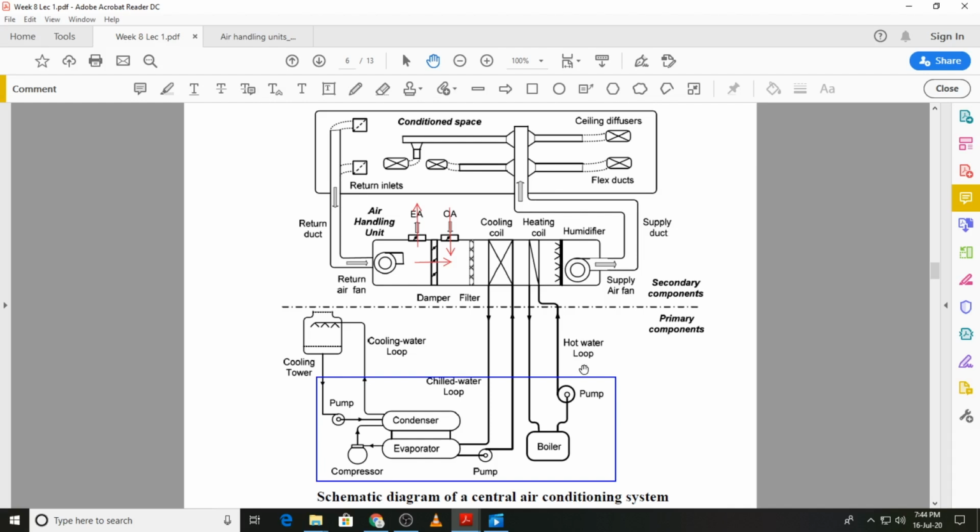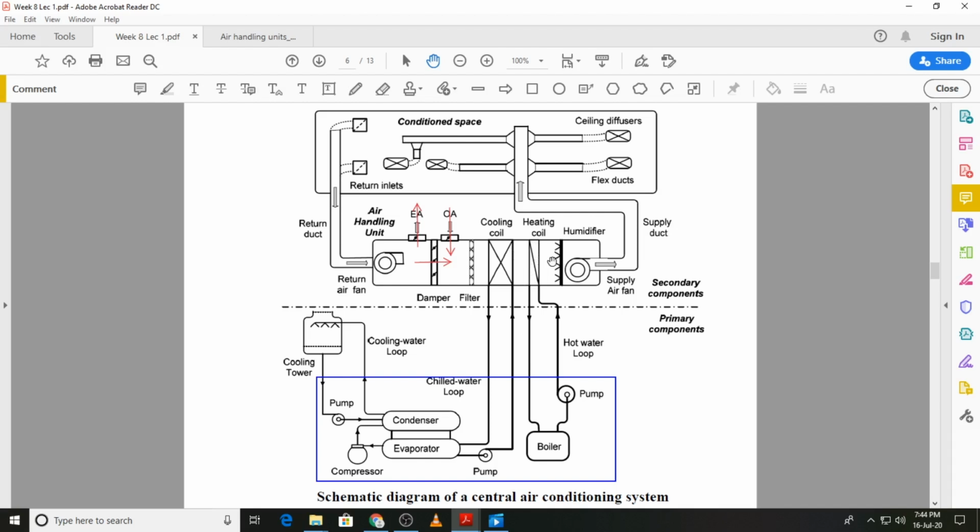If you are talking about winter air conditioning, then instead of the chilled water loop, we will have the hot water loop in operation. We have a boiler over here. The hot water goes to the heating coil. If required, we can also provide humidification by a humidifier, and when the air passes over it, the hot water will give up its heat to the air, which will warm up, and the water will then return to the boiler.